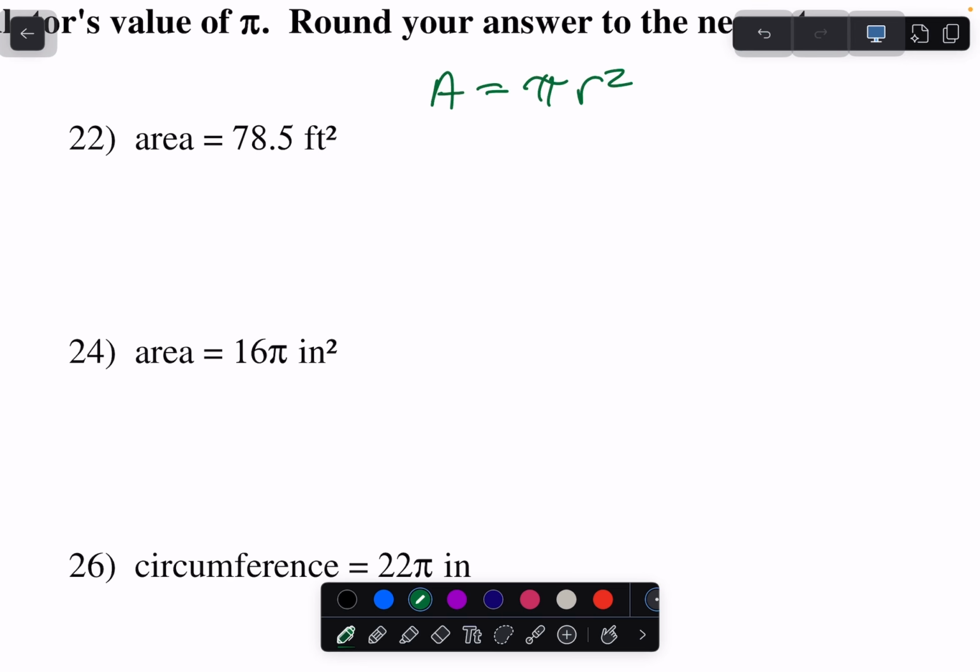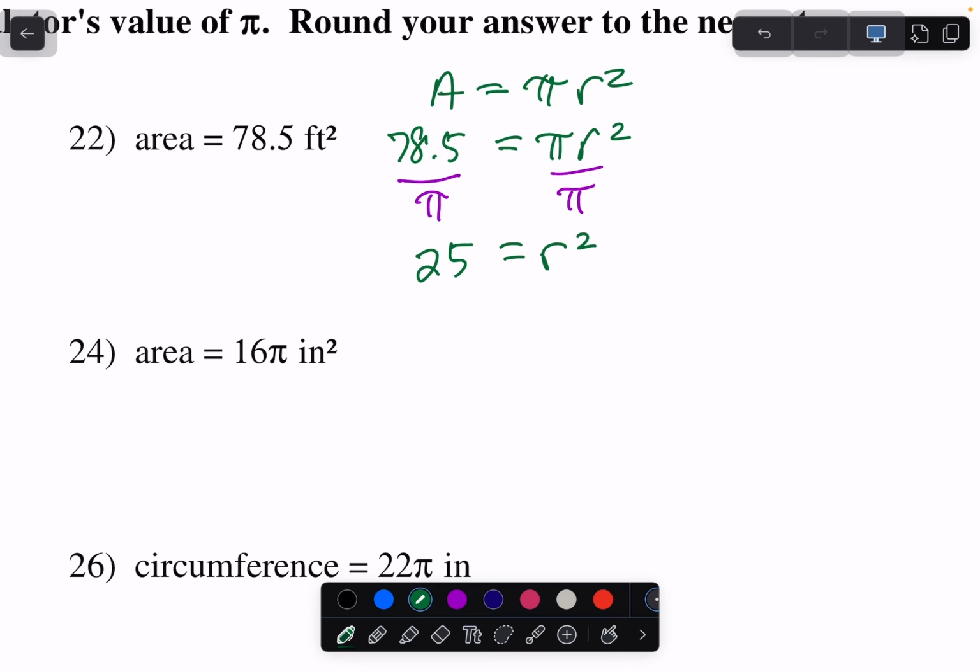Let's go back to 22 for a minute. Okay, let's revisit problem 22. Area is pi r squared, so we're going to put the 78.5 here. The only thing we have to divide off is pi. If you put into your calculator 78.5 divided by pi, and use the pi button, when rounded to the nearest tenth, we get 25.0 or 25.